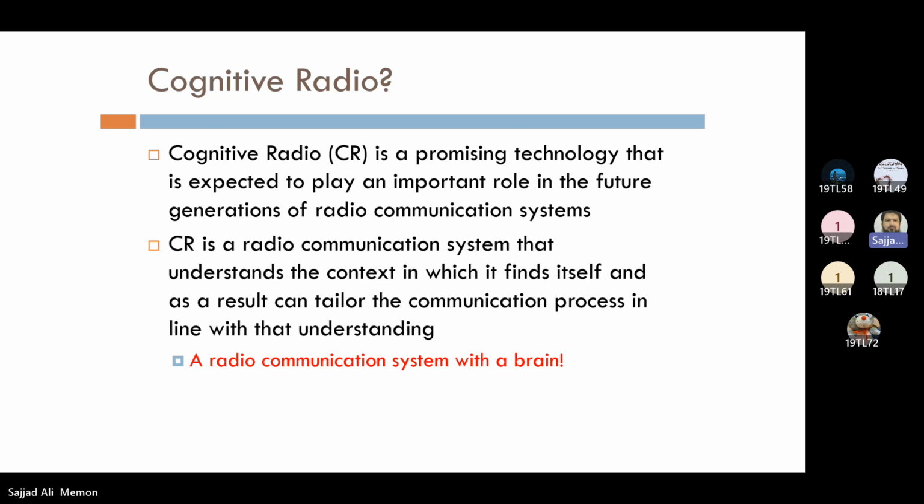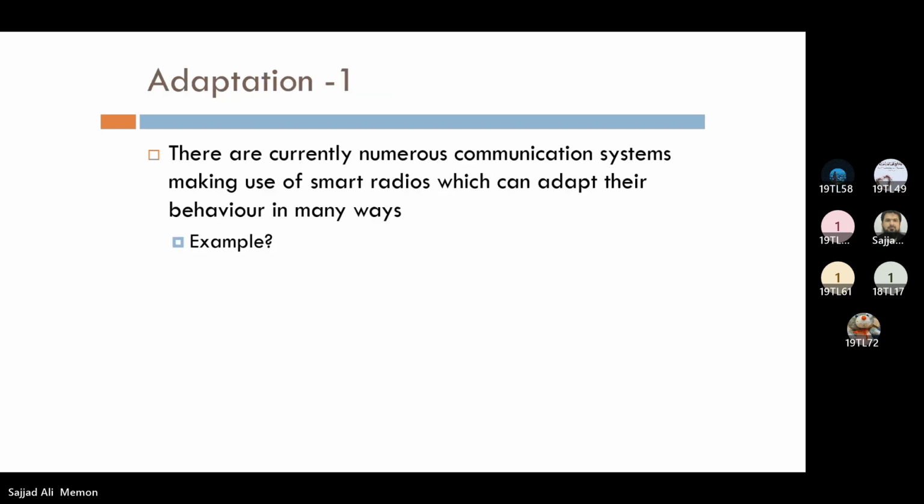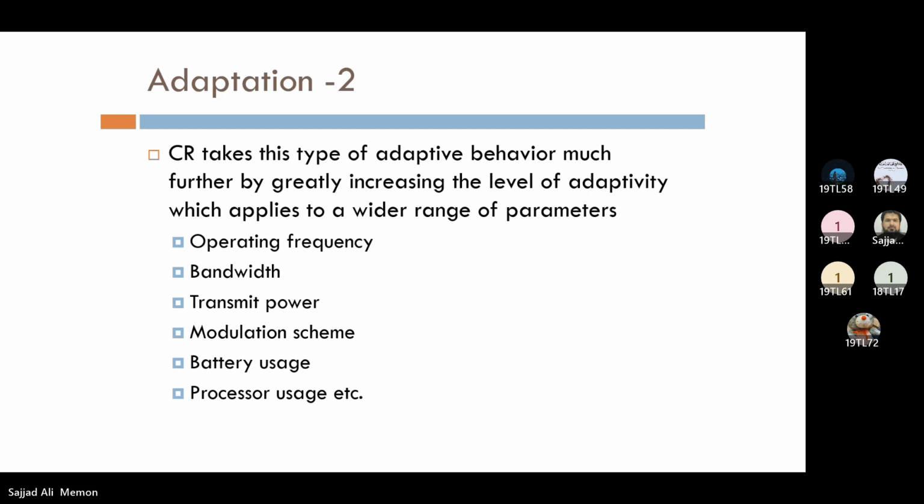So it's a system that understands the context in which it finds itself and as a result can tailor the communication process in line with that understanding. A radio communication system with a brain. There are currently numerous communication systems making use of smart radios which can adapt their behavior in many ways. CR takes this type of adaptive behavior much further by greatly increasing the level of adaptivity, which applies to a wider range of parameters. That is operating frequency, bandwidth, transmit power, modulation scheme, battery usage, processor usage, etc.